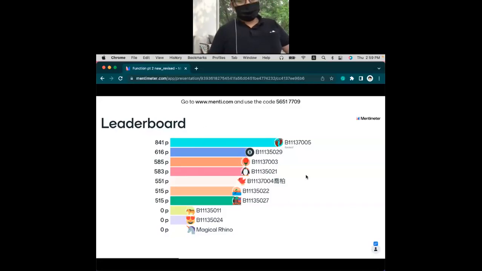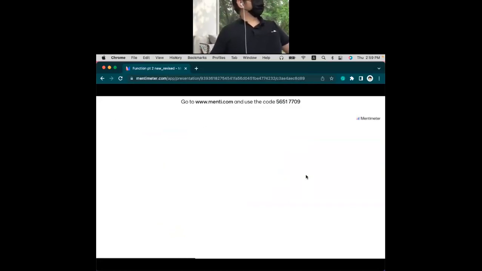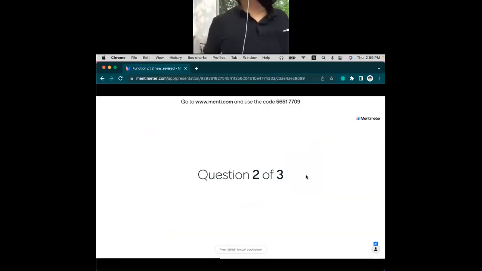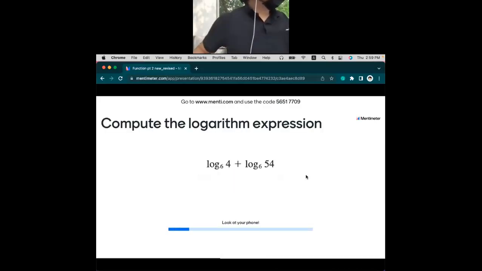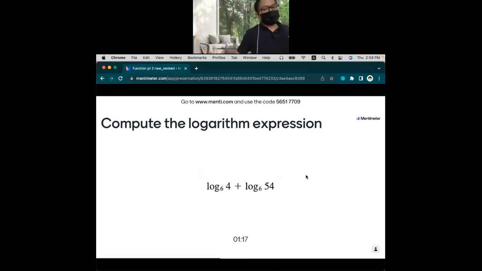Okay, second one, get ready. Number 2. Just to check the logarithm. If we need to review, then maybe we can review it, because we will deal with logarithm also in the next few chapters. We'll meet the logarithm again.